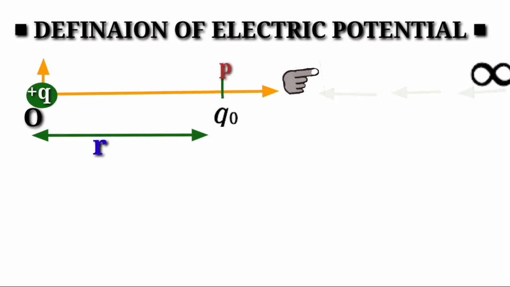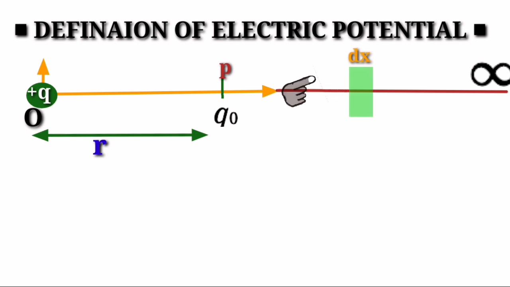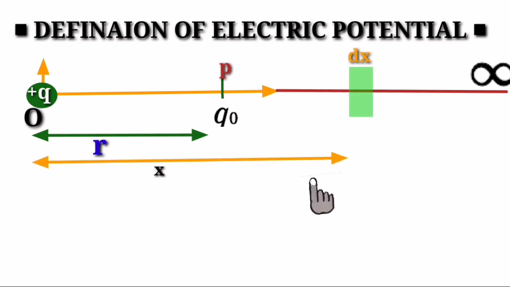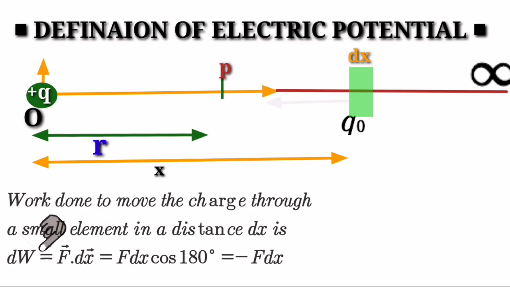We assume a small elementary length dx, which is at a distance x from the charge Q. Now, the work done to bring the charge Q0 through a small elementary distance dx against the direction of force is dW = F vector dot dx vector, which gives F dx cos 180 degrees. Here, the angle between F and dx is 180 degrees because they are opposite in direction. Therefore, we can write dW = -F dx.